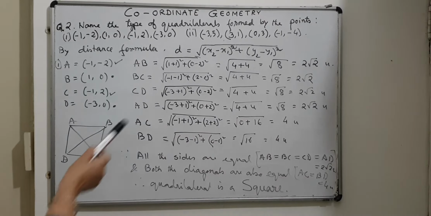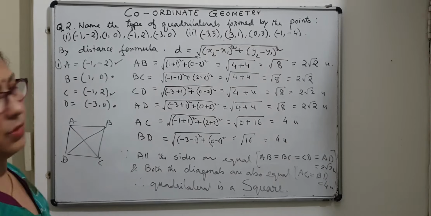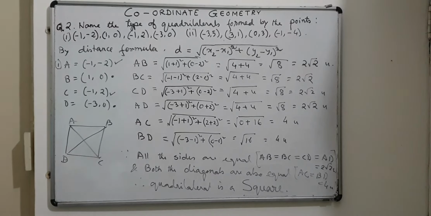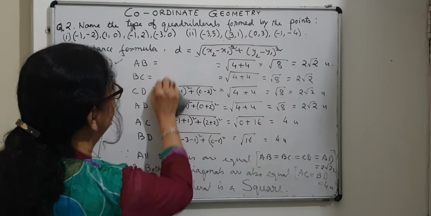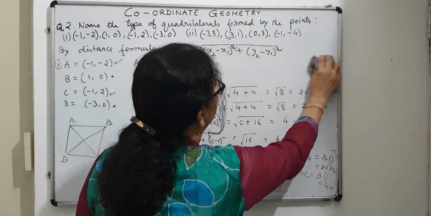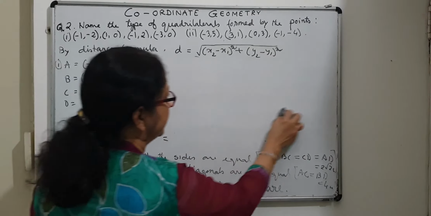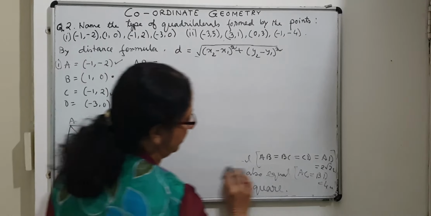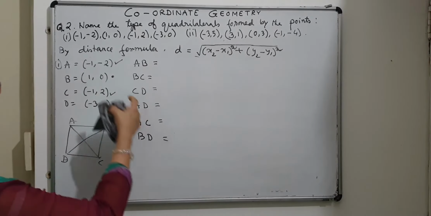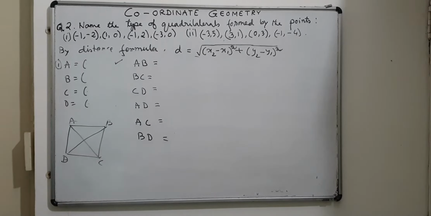So now next we go for this. In a similar way, let us find out all these things. So you have understood what you have to do. You have to find out the distance between all the points, that is the sides and the two diagonals. So this was the first part. The first part came out to be a square. Now let us check the second part.